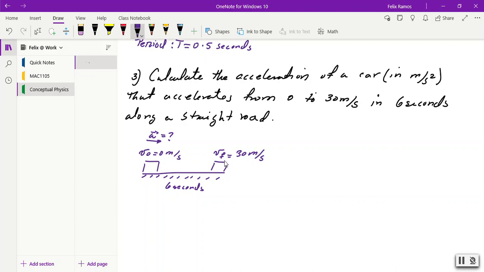So we're ready here to find the acceleration. We're going to use again the formula that we already know, that we already used. That is, acceleration equals the variation in velocity over variation in time.